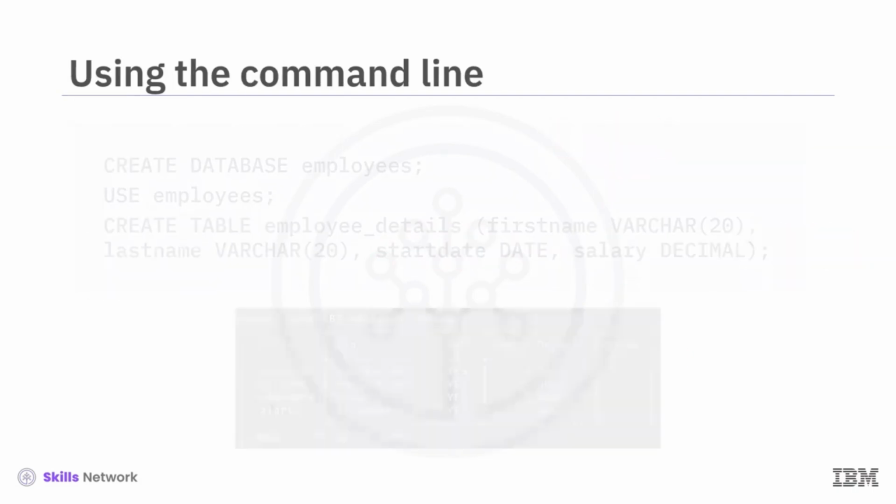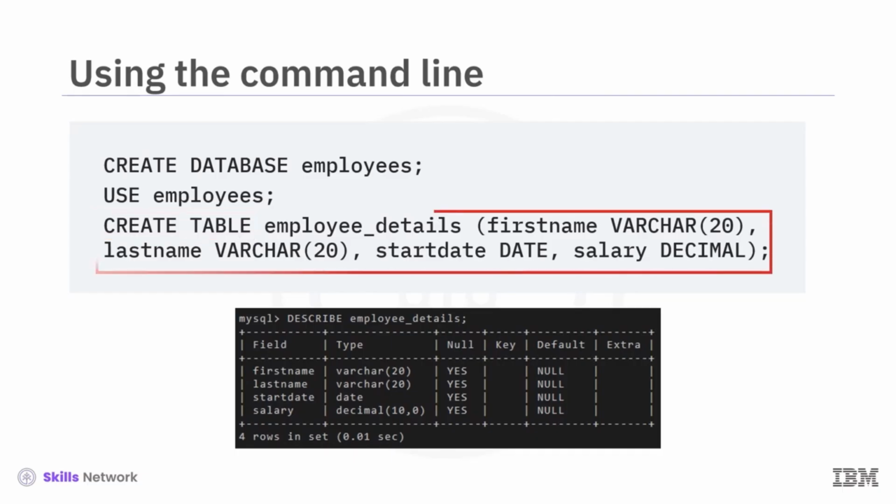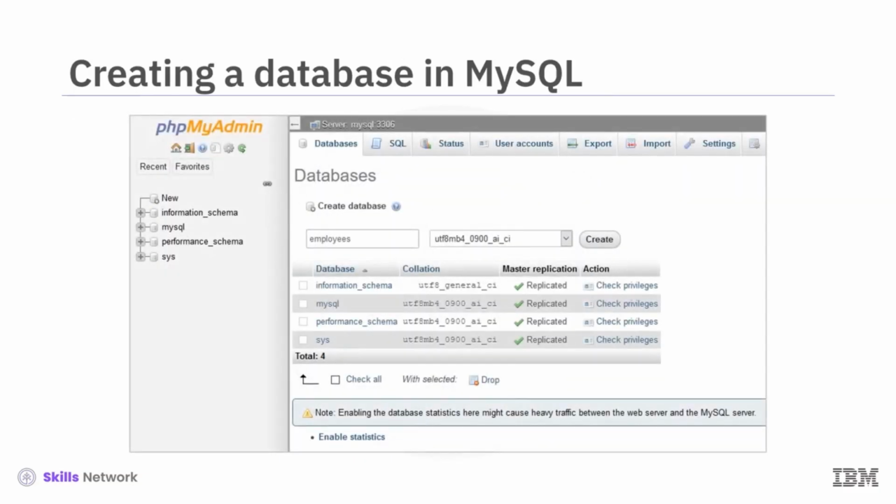in that table. You can issue commands at the MySQL command line to create database objects. Use the Create Database command to create the database and Create Table for tables, specifying column names and data types. You can use the Describe command to show the structure of the newly created table. Alternatively, you can use PHPMyAdmin to create the same database and table.